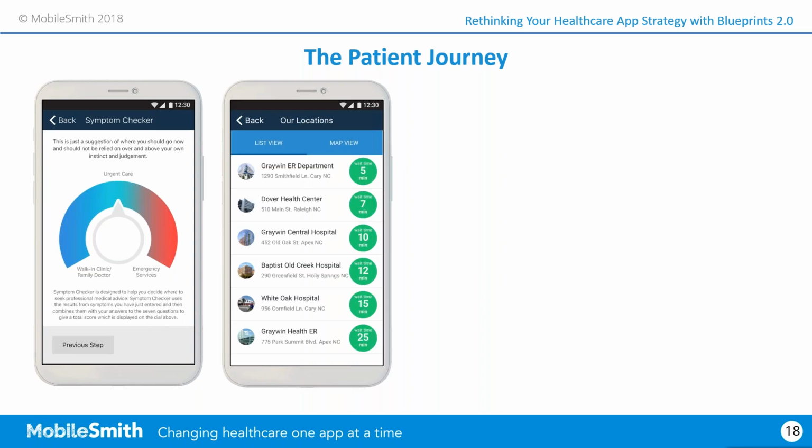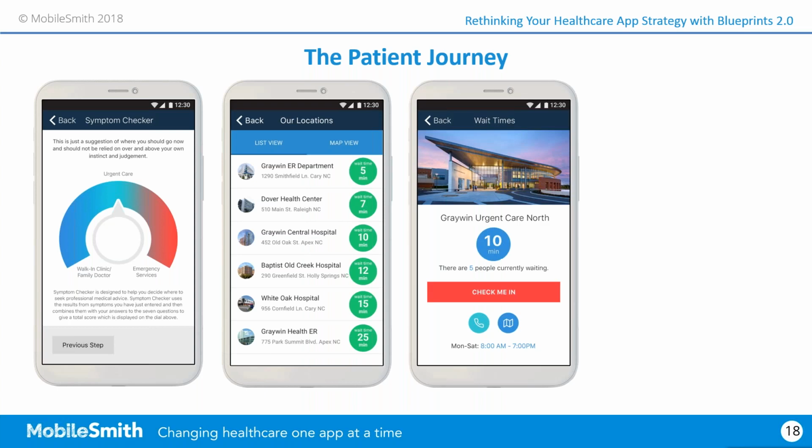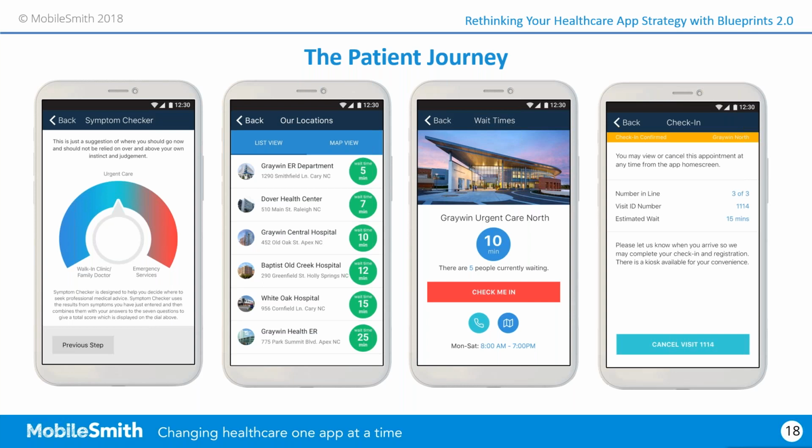So I see which urgent cares are close to me, which ones have the shortest wait times. I'm off for the day anyway, so I'm going to just go ahead and take care of this. I'm going to miss the second half of the day at the beach, but I'm just going to go ahead and get in there. So it says, check me in. This is great. It's a 10-minute wait. And now I have a 15-minute wait. I'm the third person in line, and I've got a visitor ID that I can actually punch into a kiosk when I get to the urgent care.